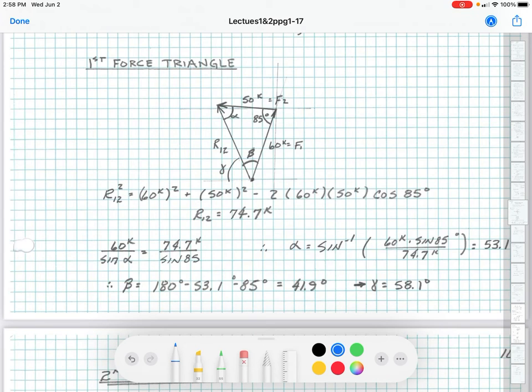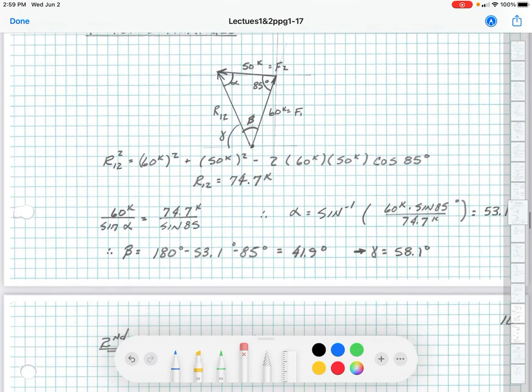So we know that R12, excuse me, I'm going to make sure we get that right. The 180 minus 53.1 minus 85 gives you beta, which is here, 41.9 degrees. And then since we know this is 80, and we solve for this beta being 41.9, then this gamma here ends up being 58.1. And this is important because we need to know where the direction of R12 is.